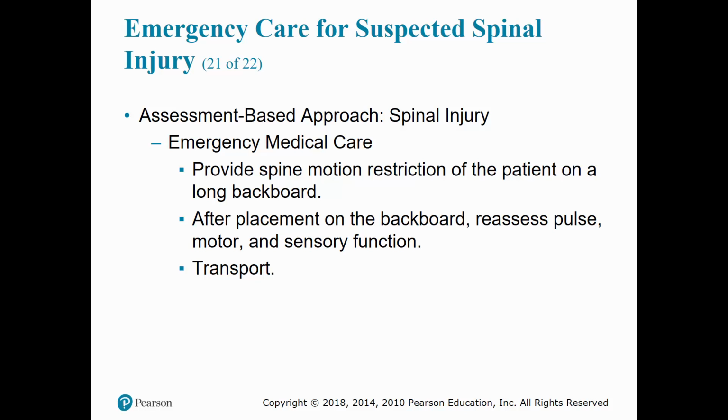It is safer to err on the side of caution and provide spinal motion restriction if spinal injury is suspected. Spinal motion restriction devices can always be removed at the ED after the physician or radio x-rays determine that no spinal injury exists. After you place them on the board, make sure you reassess PMS, transport your patient.